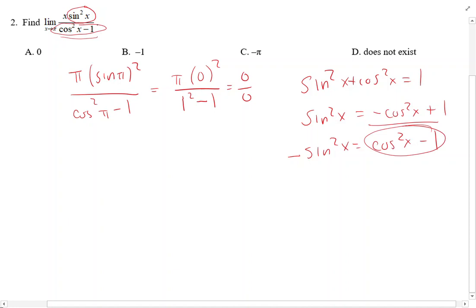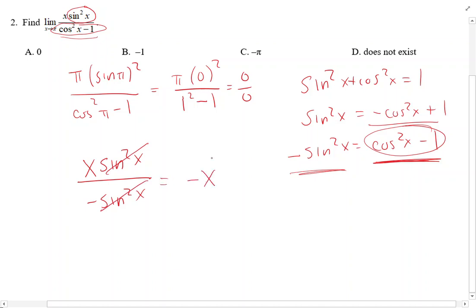So I'm going to rewrite this problem, leaving the top the same, divided by, I'm changing the bottom from cosine x squared minus 1 to negative sine squared x. Doing so lets me reduce. I'm left with basically just negative x. I can now try to plug in pi again, and I get negative pi, which is answer choice C.